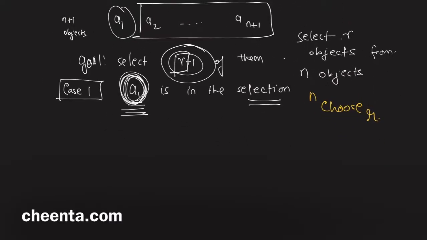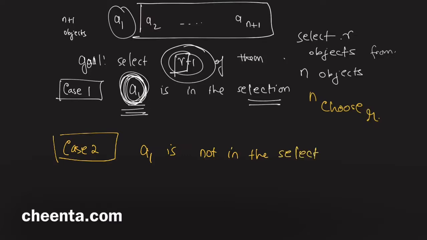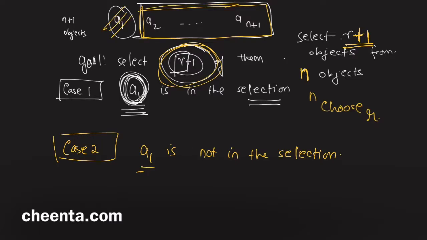Case 2 is this. A1 is not in the selection. That means you have to select r plus 1 objects now, because ultimately you want to select r plus 1 objects. A1 is not in the selection, so these r plus 1 objects must be selected from the remaining n objects. Because A1 is not there, you only have n choices, and you have to select r plus 1 out of them. That means that's n choose r plus 1.